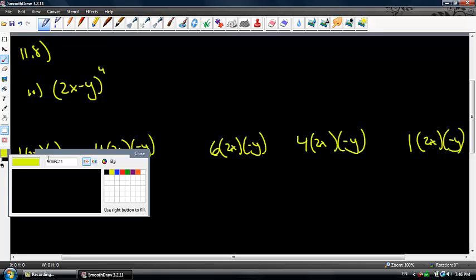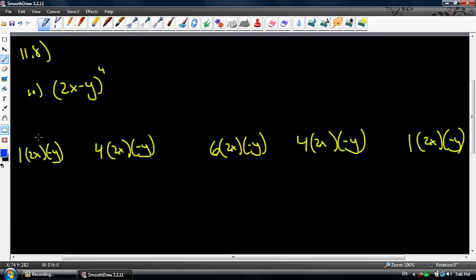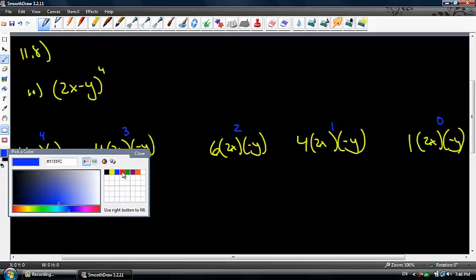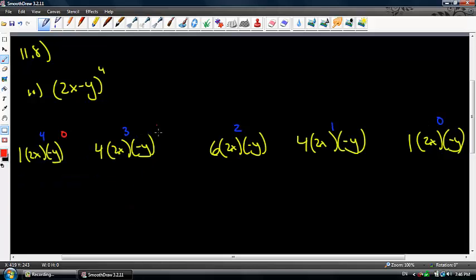Remember, the first term always starts high and goes low. So 4, 3, 2, 1, 0. The second term starts low and goes high. So 0, 1, 2, 3, and 4. So now you just simplify.